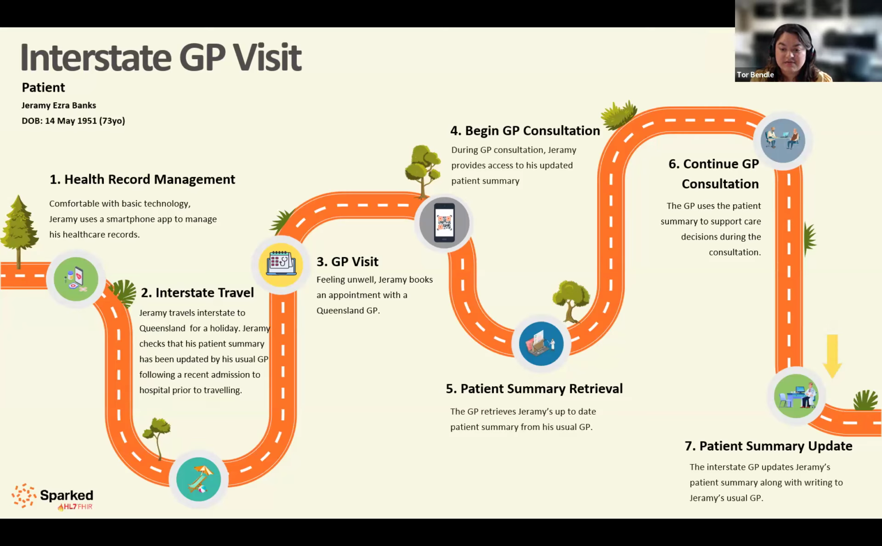Moving on to step 3, feeling unwell, Jeremy books an appointment with the GP while on holiday in Queensland. During the consultation, Jeremy provides access to his updated patient summary. The Queensland GP then retrieves the patient summary from his usual GP. The GP then uses the patient summary during the consultation in order to provide care to Jeremy. He then updates Jeremy's patient summary along with writing back to Jeremy's usual GP.